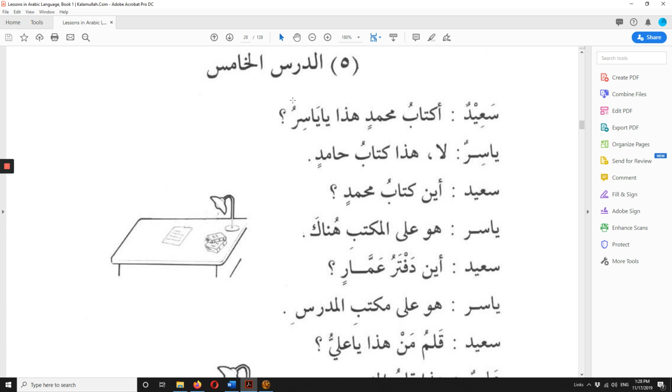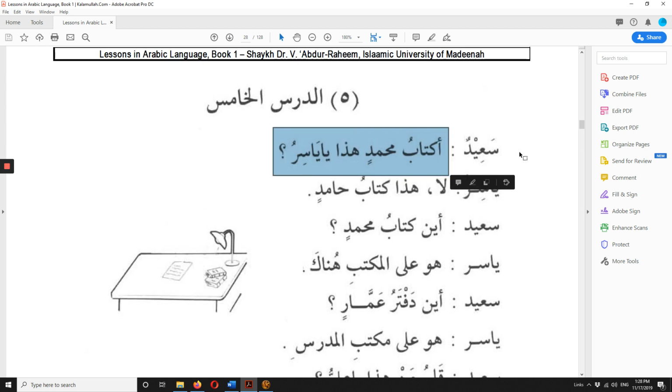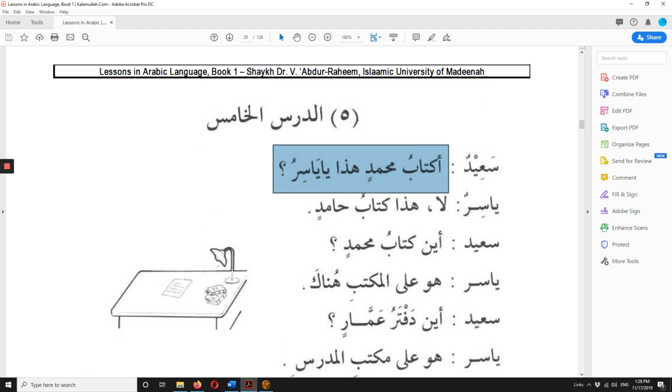So there's a lot of things going on in this one sentence, and this just shows you the genius of the author, Sheikh Dr. Abdul Rahim, who's a professor at the Islamic University of Medina. He has a PhD in linguistics. He's still alive. He's still teaching at the Islamic University of Medina. Feel free to Google him or watch videos of him on YouTube.